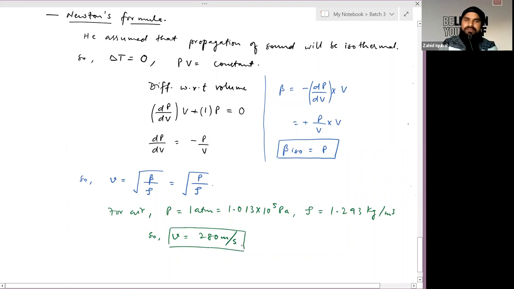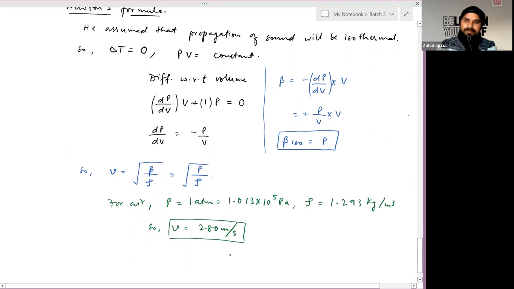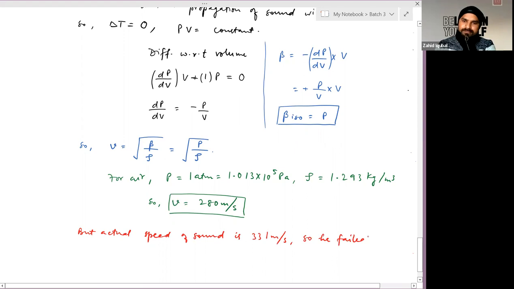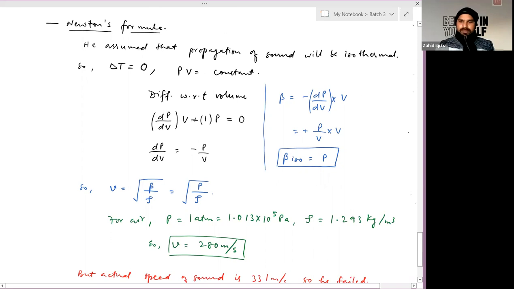But in actual, the speed of sound in air is about 331 meter per second. So we can say this numerical value is very small compared to the actual value. Hence, Newton's formula fails here. The actual speed of sound is 331 meter per second, so he failed. Just write it down. Then I'm defining the correct form of this particular velocity.